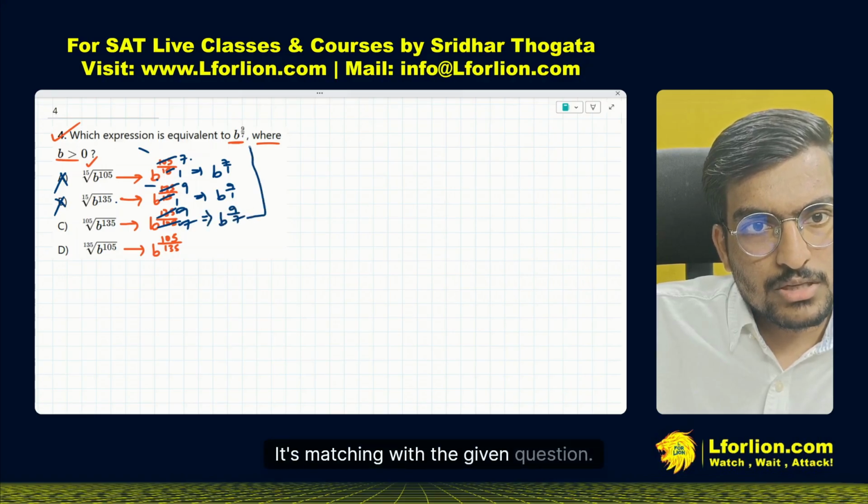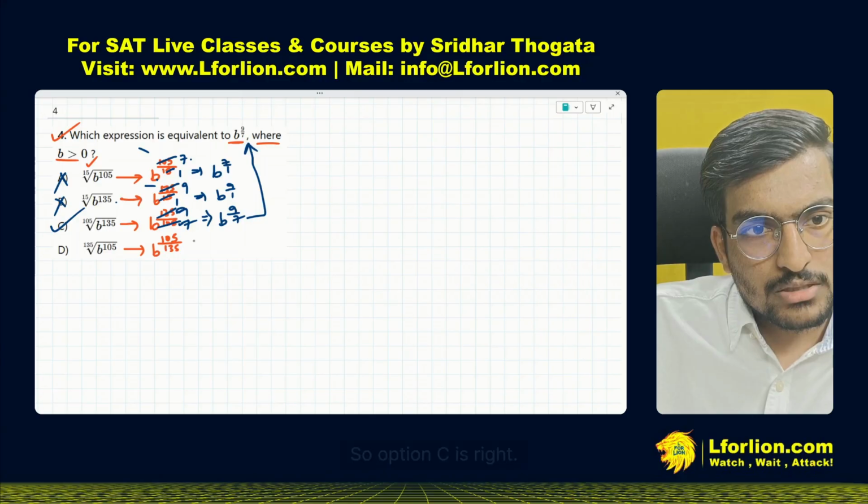It's matching with the given question. So option C is right. This is going to be 15 times 7 and 9. Option D, you're going to get b power 7 by 9, which is incorrect.